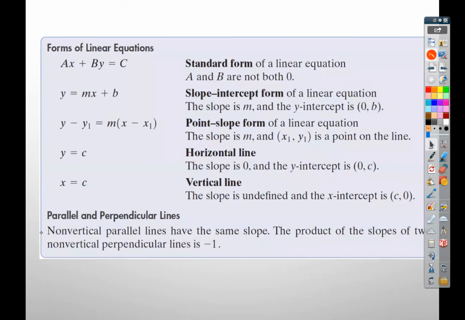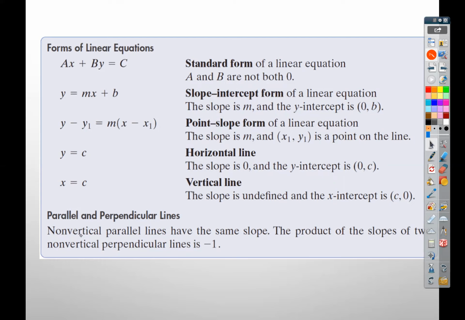Okay, so now we're going to learn about some different forms. We have standard form, which is ax plus by equals c. We've already talked about that before. A has to be positive and there could be no fractions or decimals. Slope-intercept form is y equals mx plus b.